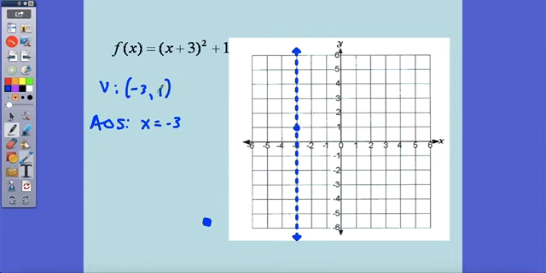Okay. And then we know our value of a is 1, which means it opens up because a was positive. And we know we're going to go up 1 from that point. So we go from here, our vertex, we go right 1, up 1, left 1, up 1. And we went up 1 because this had been 1 right here. Had this been a 2, we would have gone right 1 and left 1, up 2.